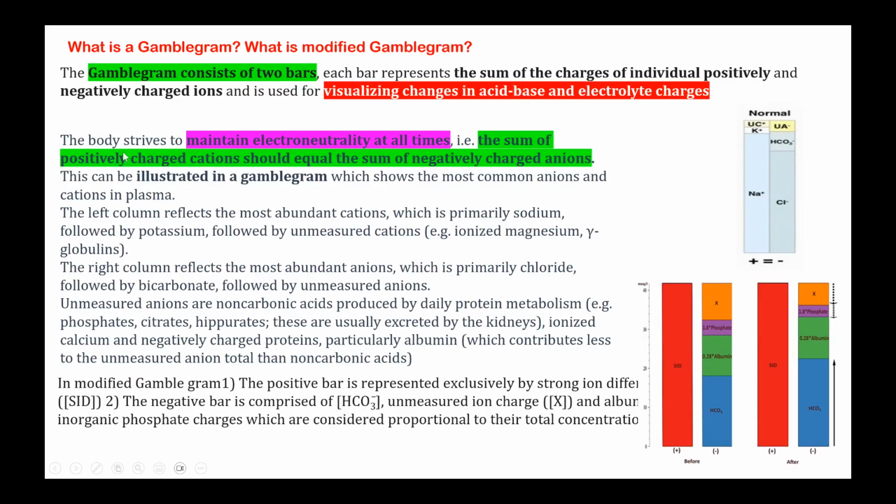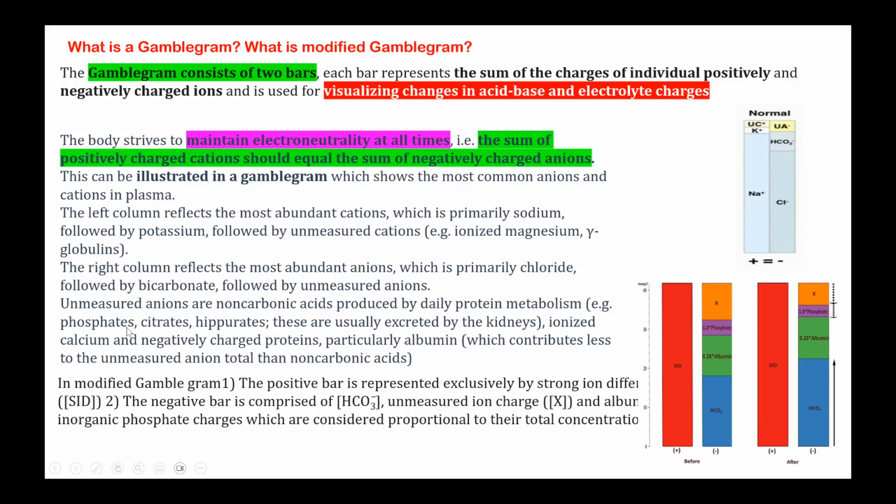And the body tries to maintain electrolyte neutrality, electrical neutrality, at all times. That is, the sum of positively charged cations should be equal to the sum of negatively charged anions. And this can be illustrated in the Gamblegram, which shows the most common anions and cations. In the left column, we find a lot of cations, that is positively charged ions, sodium and potassium. And on the right side, you find the negatively charged chloride and bicarbonate being the main ones.